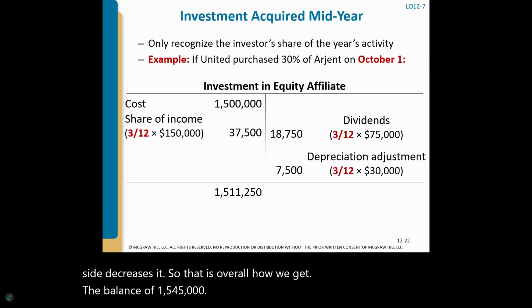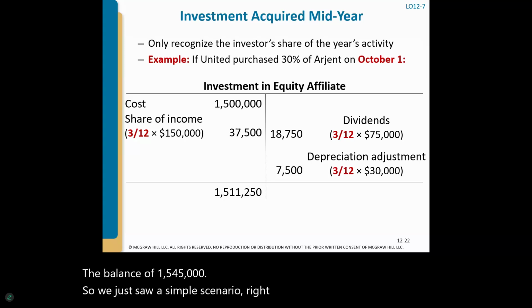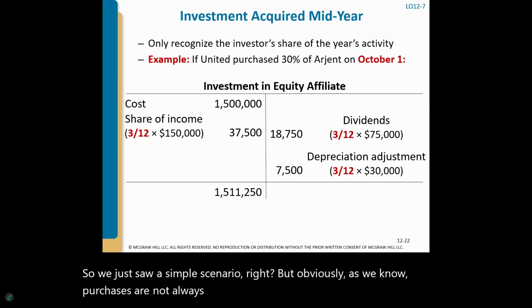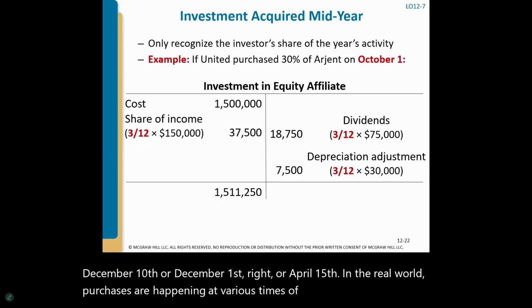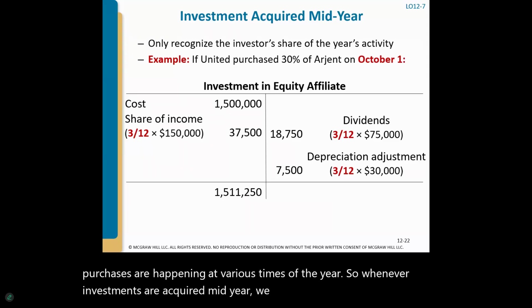So we just saw a simple scenario, right? But obviously, as we know, purchases are not always made January 1st. Sometimes they're made December 10th or December 1st, right? Or April 15th. In the real world, purchases are happening at various times of the year. So whenever investments are acquired mid-year, we only recognize the investor's share of the year's activity.